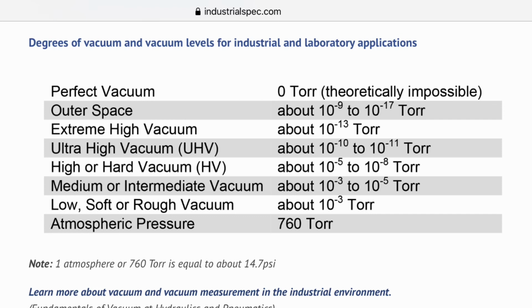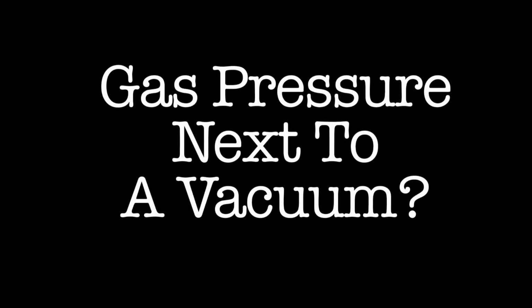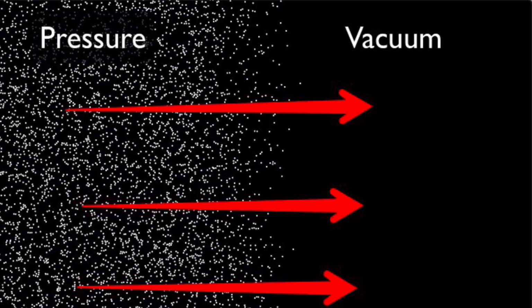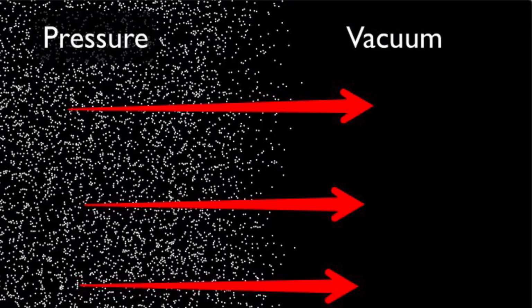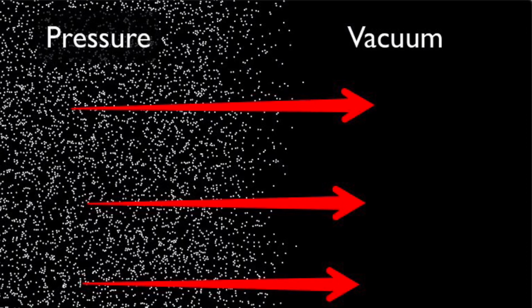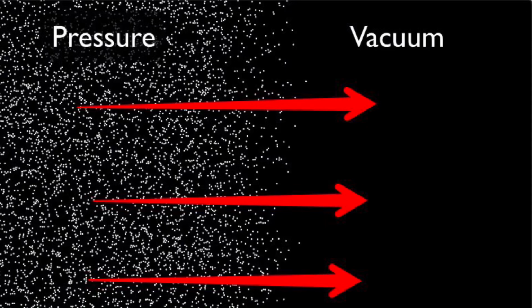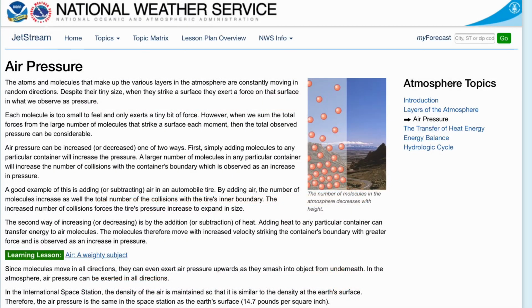Now, how in the world can you have gas pressure on Earth and outer space without any kind of barrier in between? We're going to visit that in a minute here. So you know this one, gas pressure next to a vacuum. Is it even possible? Well, here you got gas particles, and here you got outer space, a vacuum, 10 to the minus 17 torr, and somehow we have pressure of gas, but it's not hitting anything, which kind of doesn't make sense. So here we go, NOAA, air pressure.